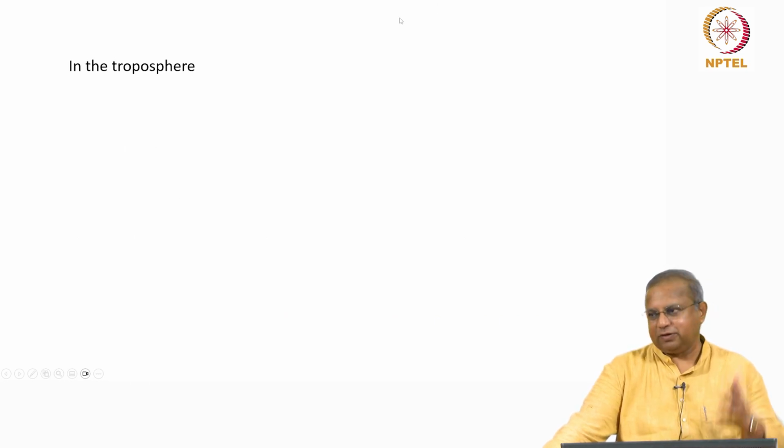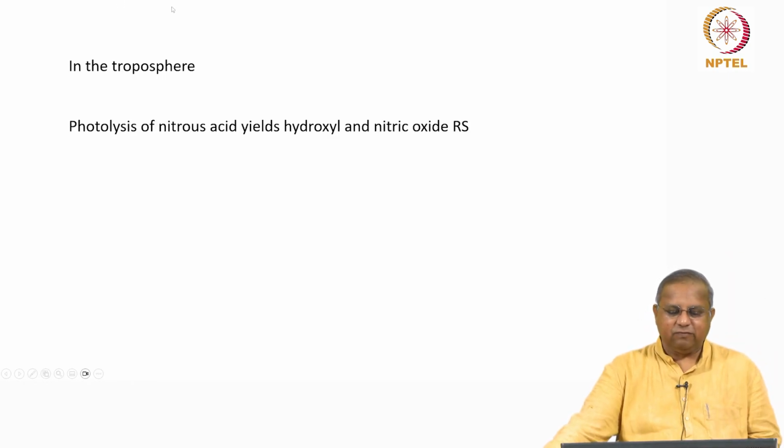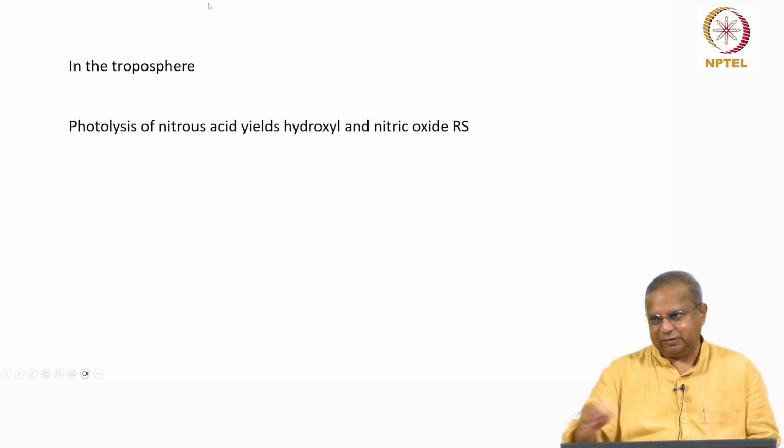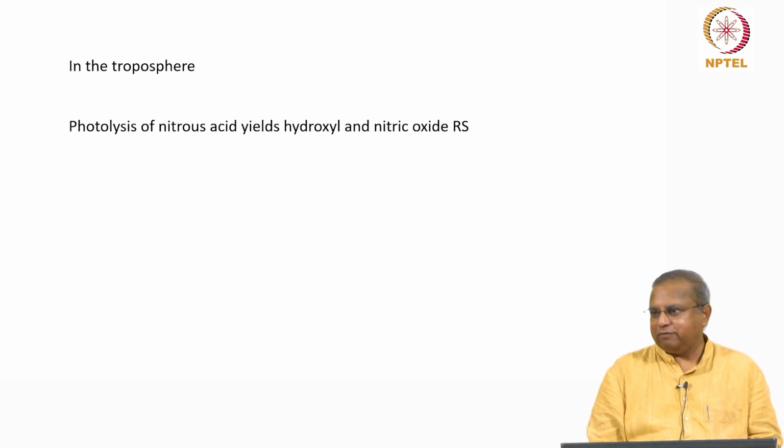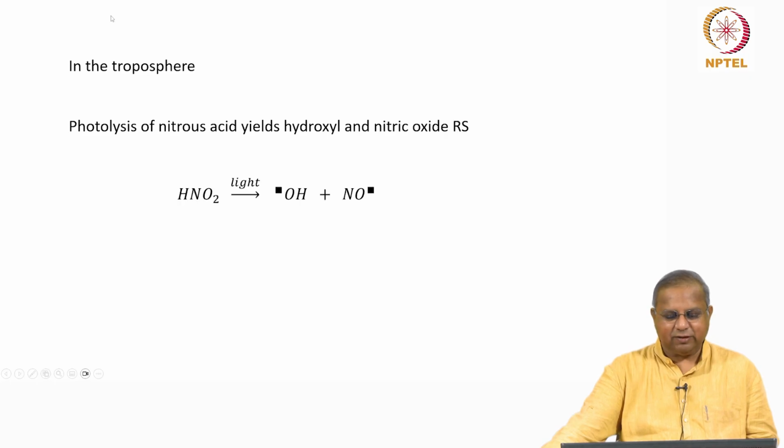In the troposphere, part of the atmosphere, photolysis of nitrous oxide yields hydroxyl and nitric oxide reactive species. You may have looked at this if you had looked at atmospheric chemistry in your 11th standard, 12th standard, so this is certainly relevant there. And this is the reaction of relevance: photolysis using UV light of nitrous acid to give you a hydroxyl radical and a nitric oxide radical.